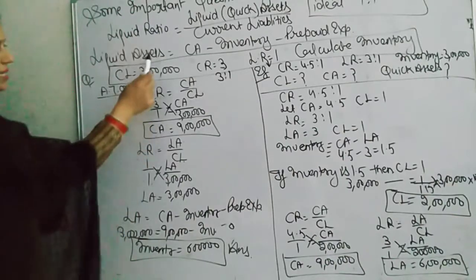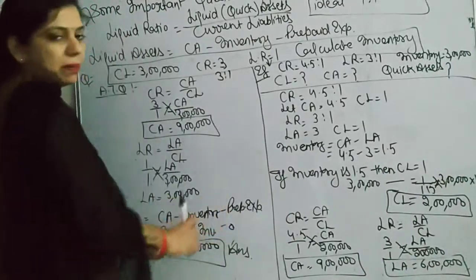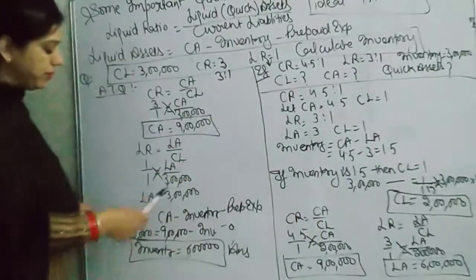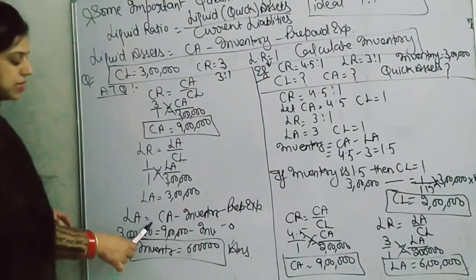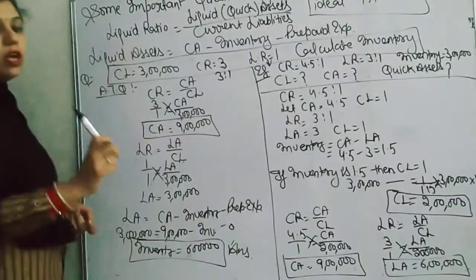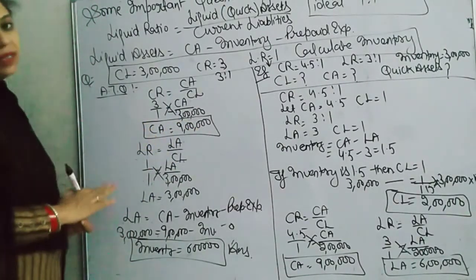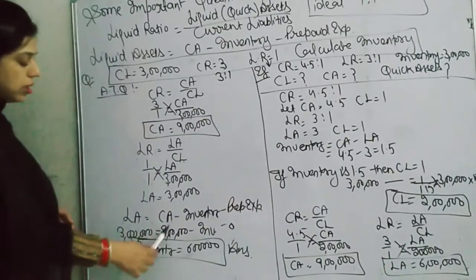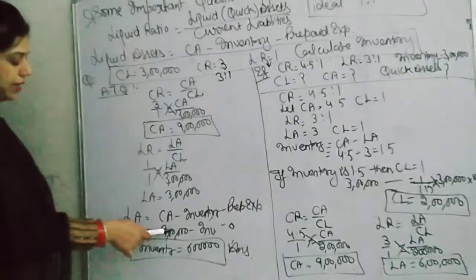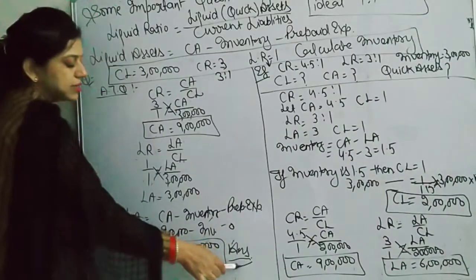As I told you, liquid asset is equal to current assets minus inventory minus prepaid. Prepaid is not given in the question because he asked only for inventory. So liquid assets 3 lakh is equal to current assets 9 lakh minus inventory. Whatever information you calculate, always put that information in a box so that the examiner can easily see it. So inventory comes to this side, and 9 lakh minus 3 lakh is 6 lakh. So inventory is 6 lakh, that will be our answer.